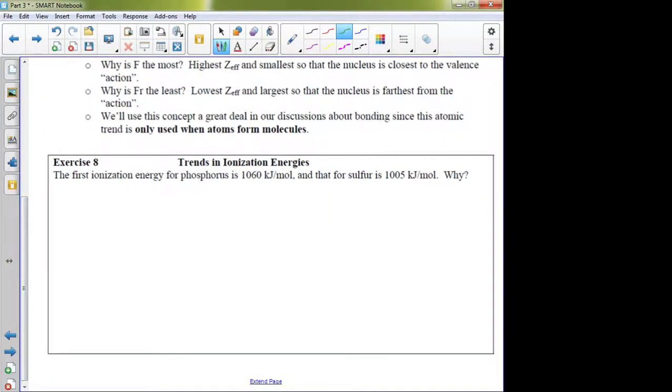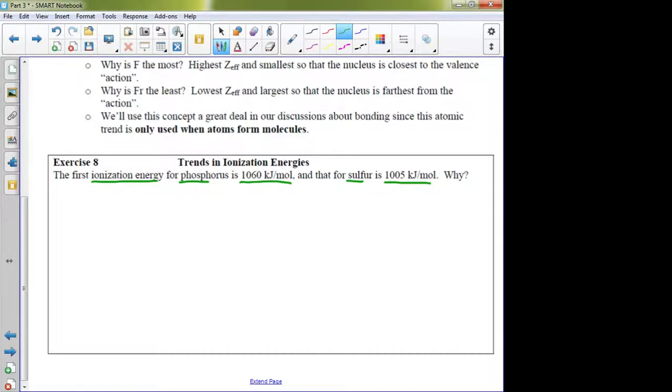All right, exercise 8. Ionization energy is our favorite. The first ionization energy for phosphorus is 1,060 kilojoules per mole, and the first ionization energy for sulfur is 1,005 kilojoules per mole. Why? Let me tell you what I would do if I was on an AP exam.